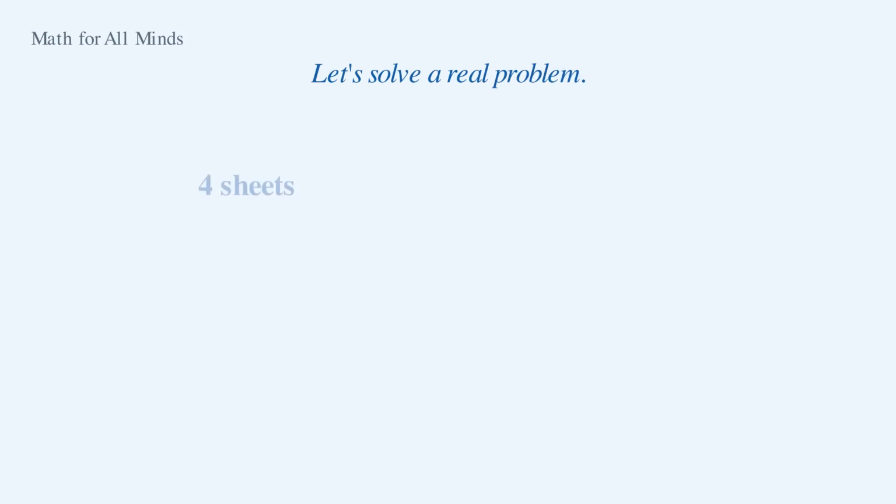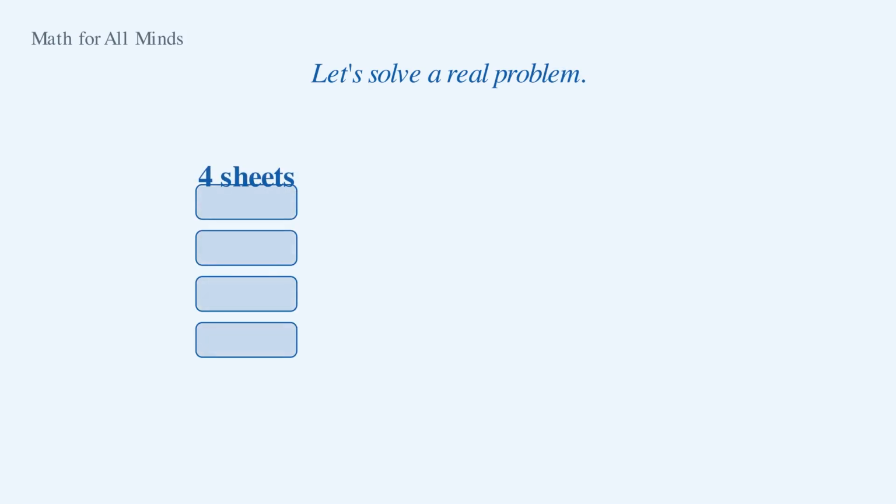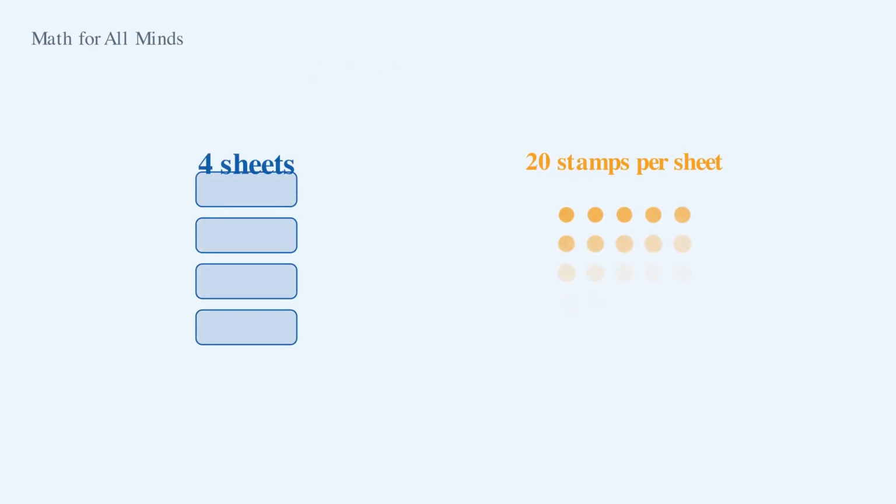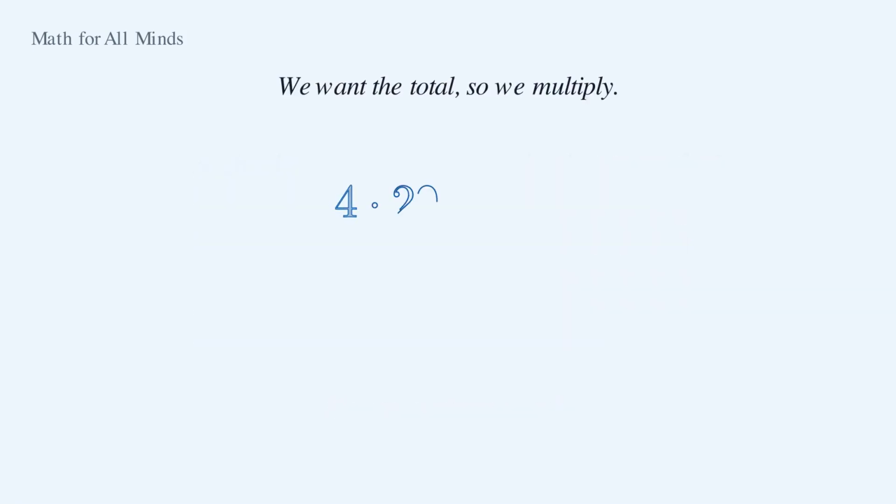Let's solve a real problem. Umberto bought 4 sheets of stamps. Each sheet had 20 stamps. How many stamps did he buy total? We want the total, so we multiply. 4 times 20 is 80. Umberto bought 80 stamps.